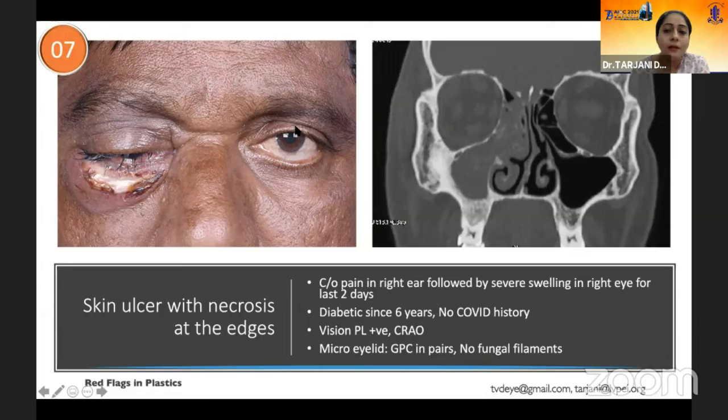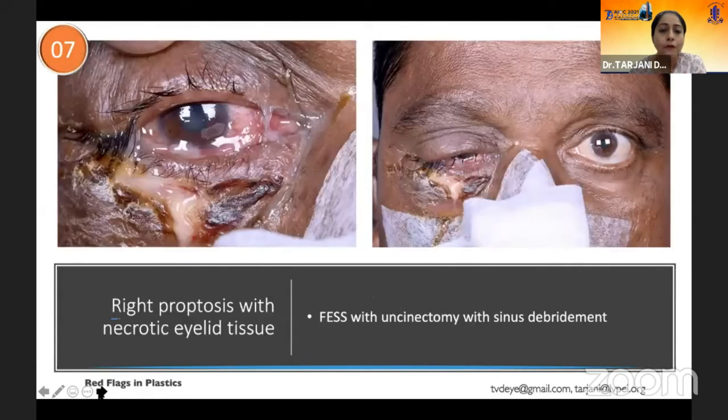And if you look at his clinical presentation and the scans, you realize that there is a wide area of necrosis of the skin. This is abnormal. This is not common in bacterial infections. And when you image him, you can see the ipsilateral sinus is completely hazy. So this again is a pointer towards fungal infection of the orbit.